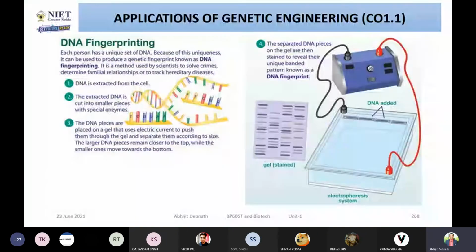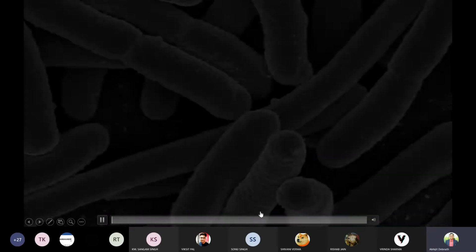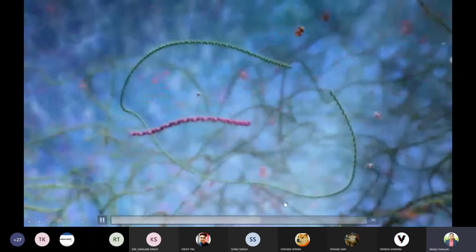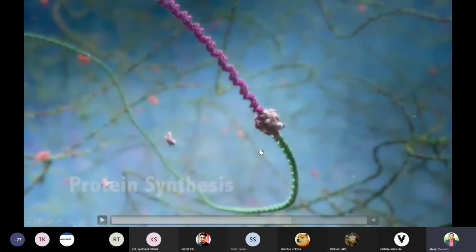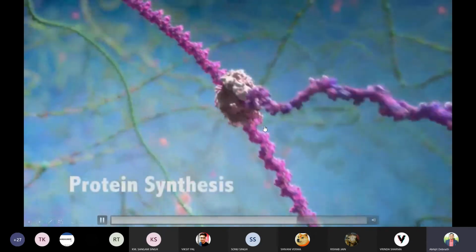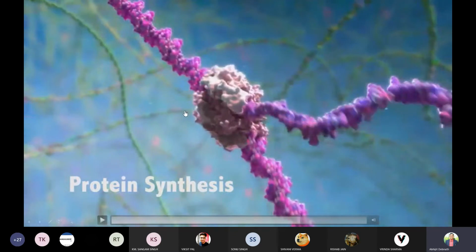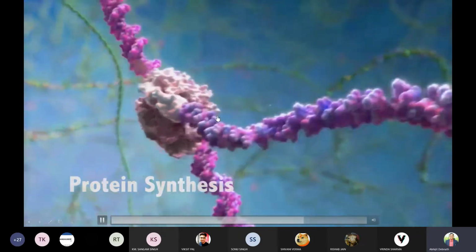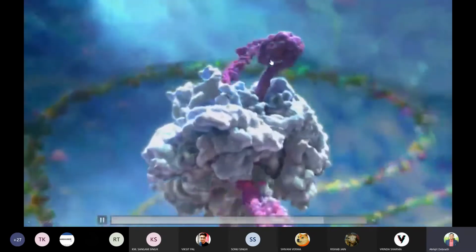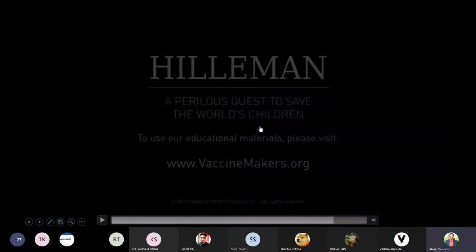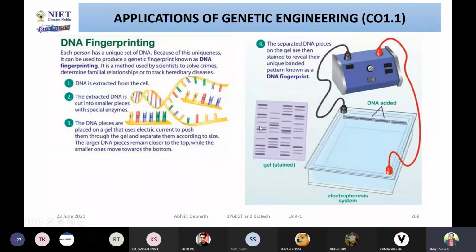And when this part is synthesized, transcription and translation will happen. It will create a protein which will be similar to the harmful virus, but not the part of the harmful virus which is harmful. Based on that, mRNA vaccines have come to the market nowadays. This is mRNA, and this is how the proteins are formed. Based on that, various mRNA vaccines have come to the market.